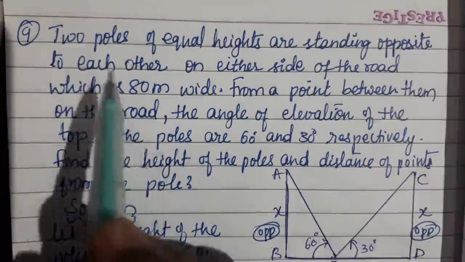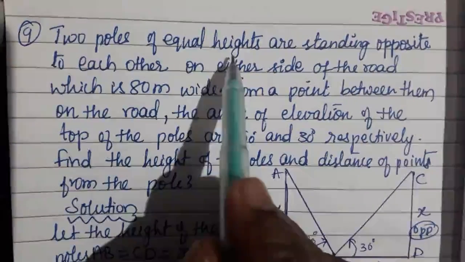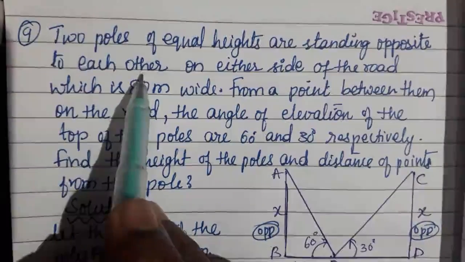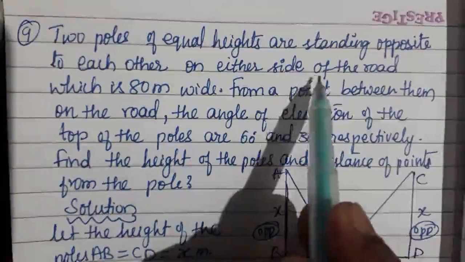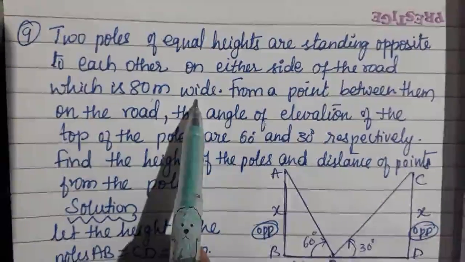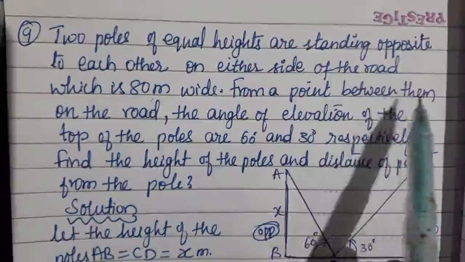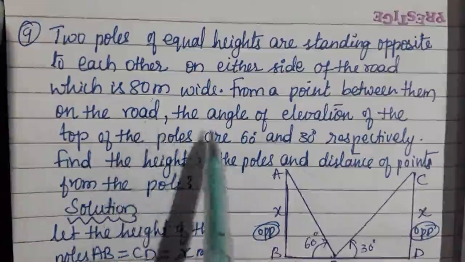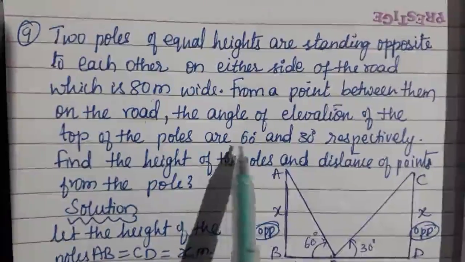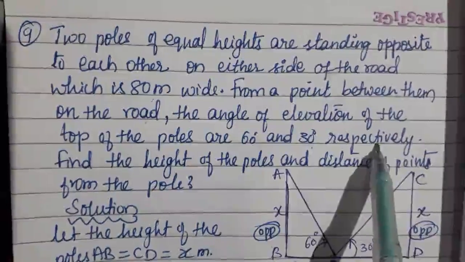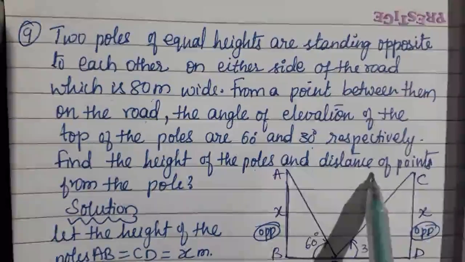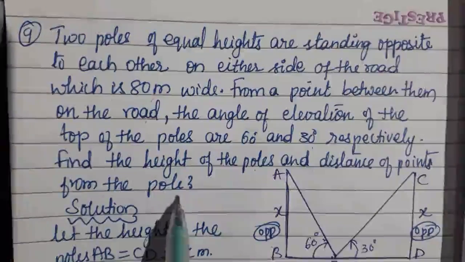The next situation. Two poles of equal heights are standing opposite to each other on either side of the road, which is 80 meters wide. From a point between them on the road, the angles of elevation of the top of the poles are 60 degree and 30 degree respectively. Find the height of the poles and distance of the point from the poles.